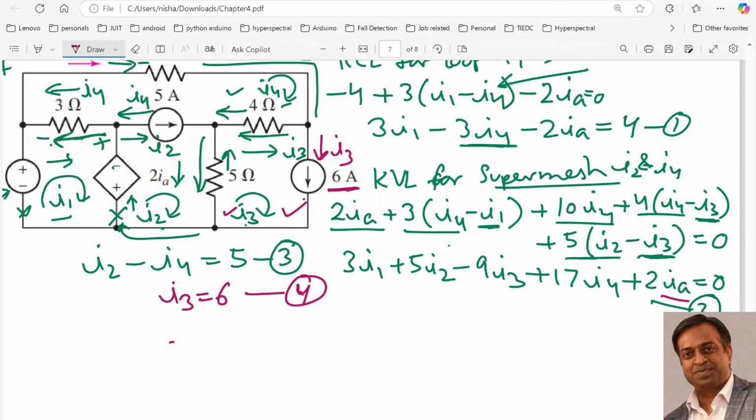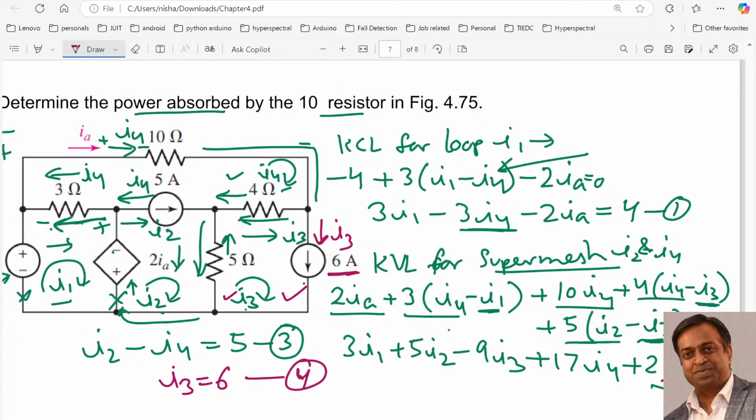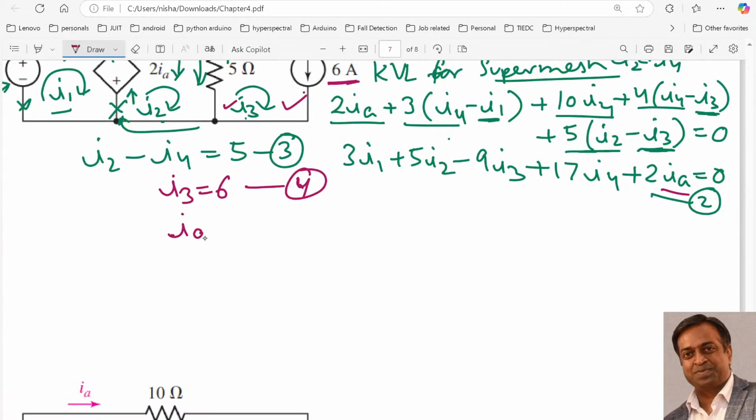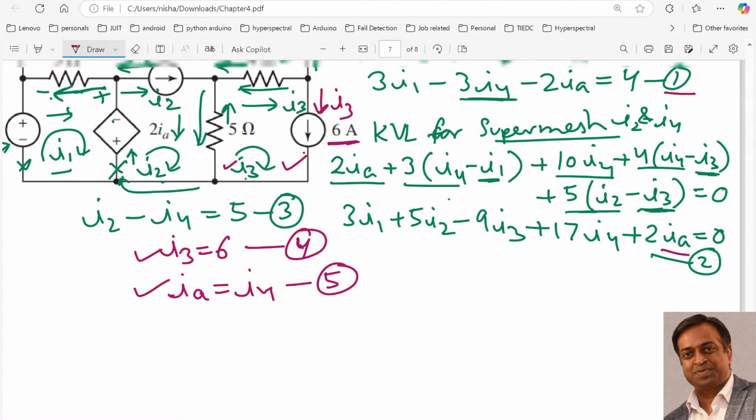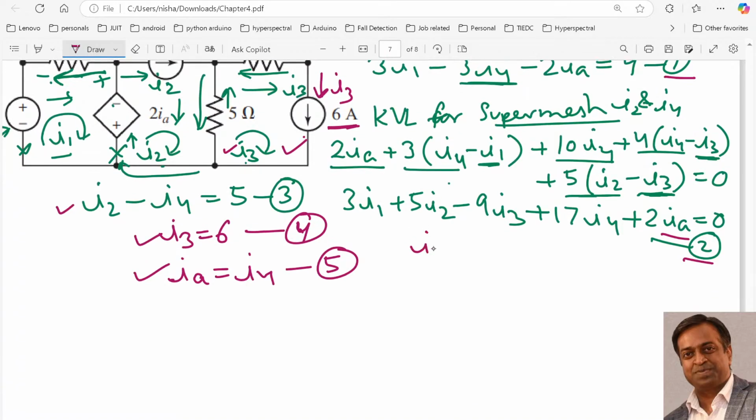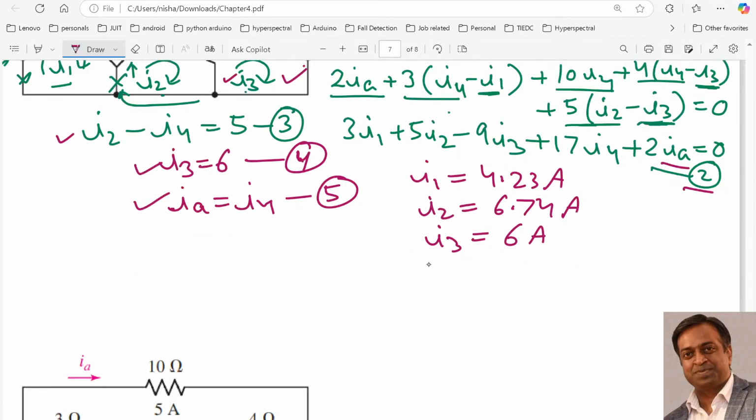Apart from that, we also need to determine the value of IA. Over here you can see this is IA, and it is exactly the same as I4 because the directions of IA and I4 are the same. So IA equals I4. This is our equation number 5, right? So substituting the values of I3 and IA in equations 1, 2 and 3 and solving for the currents I1, I2, I3 and I4, we will get I1 as 4.23 ampere, I2 as 6.74 ampere, I3 as 6 ampere, and I4 as 1.74 ampere.